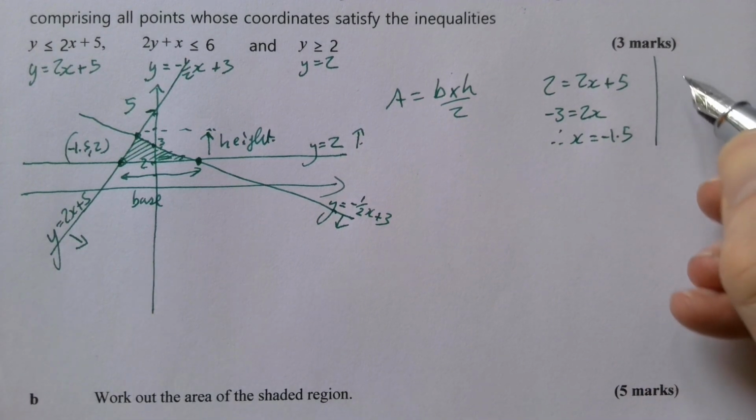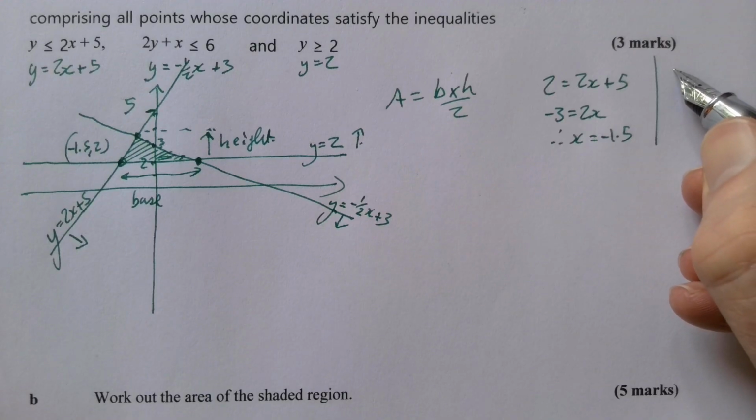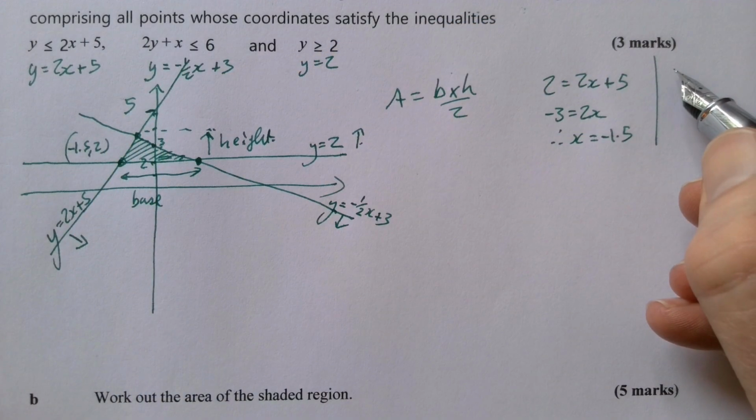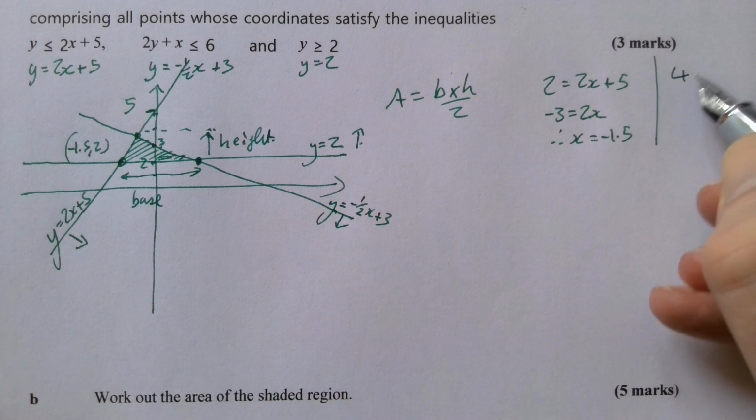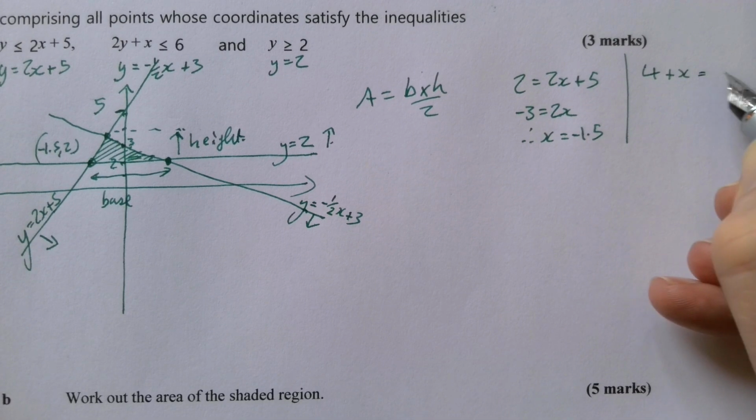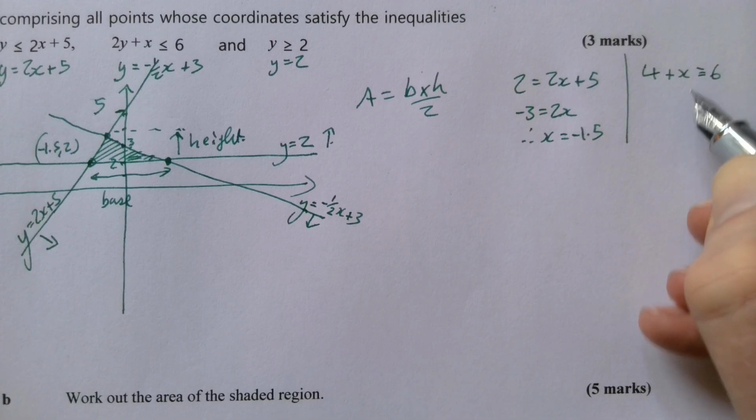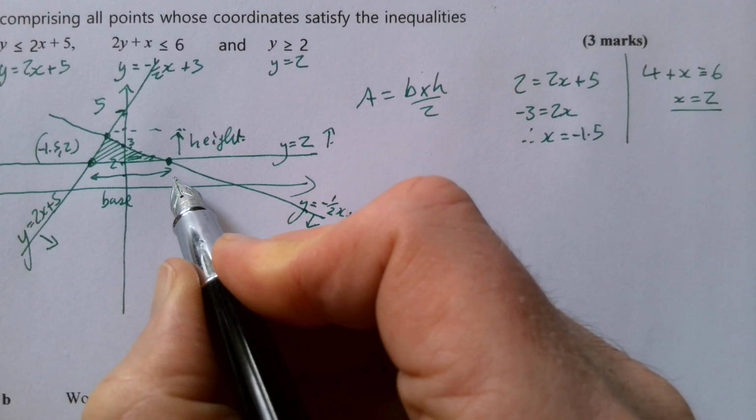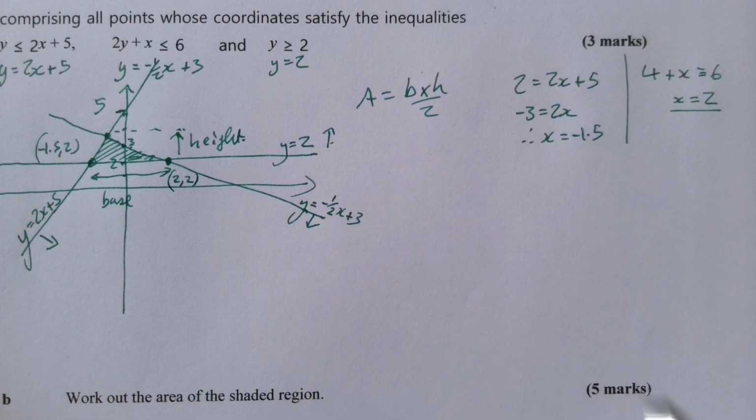And then for the other line, when y is equal to 2, it's probably easier to use that form actually, isn't it? 2 times 2 is 4, plus x equals 6. So x is going to equal 2. That's nice. So that point there must be the point 2, 2.